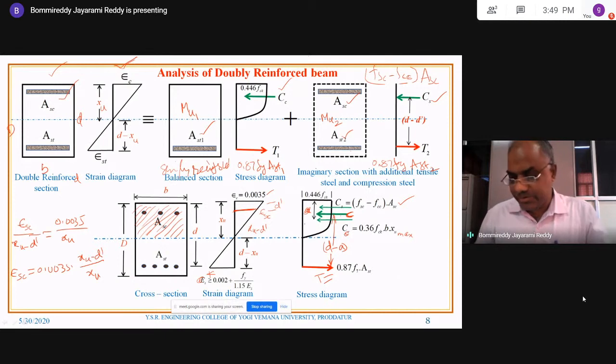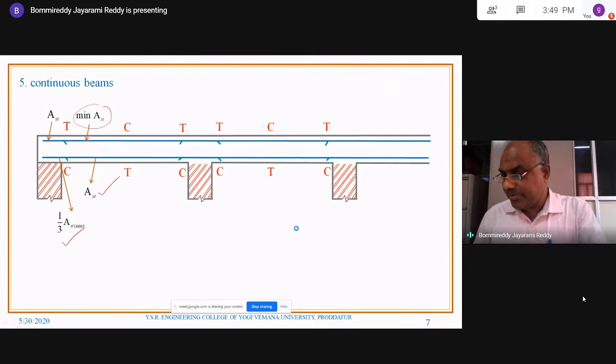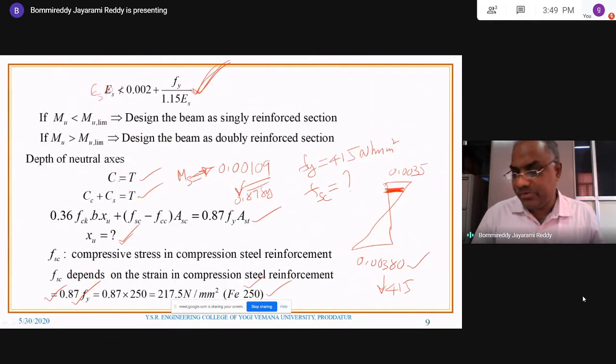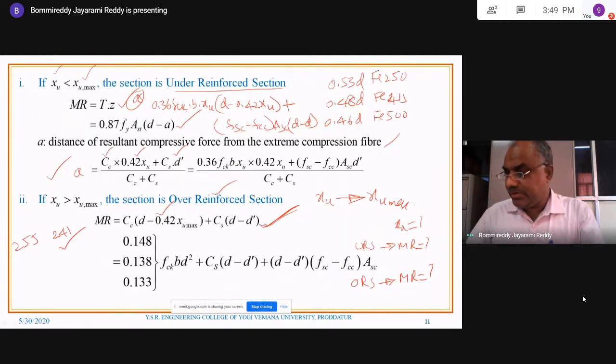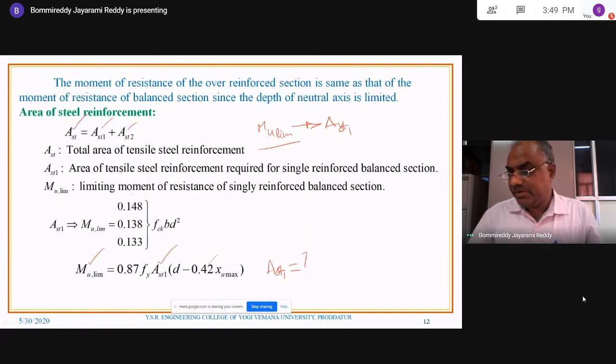And for computing the neutral axis, we use total compressive force equal to total tensile force, Cc plus Cs equal to T, and accordingly you will get Xu. Once Xu is known, you can find out the strain in the steel and also Xu maximum. By comparing these, whether it is an under reinforced section or over reinforced section is known, and accordingly compute the moment carrying capacity. Or otherwise, the area of the steel reinforcement may be the question.